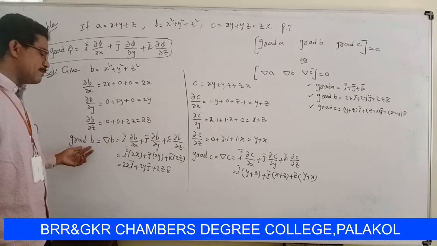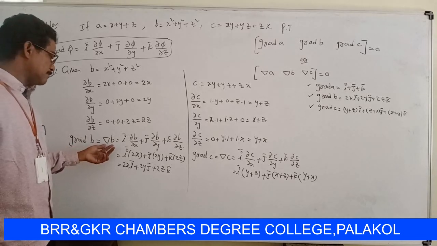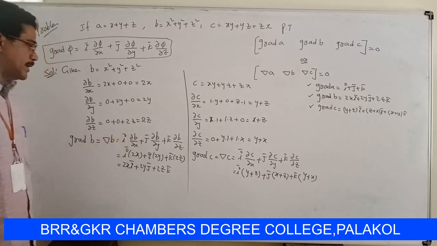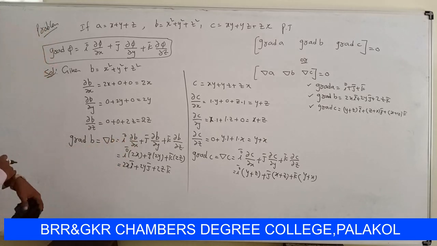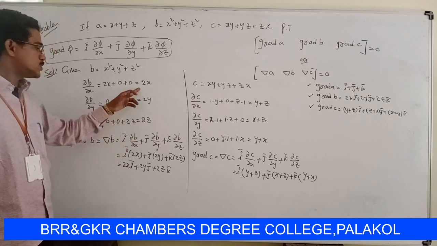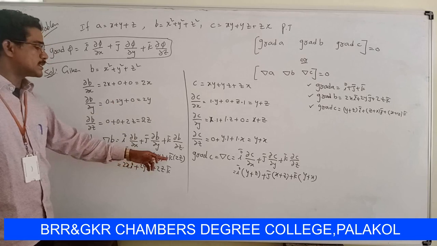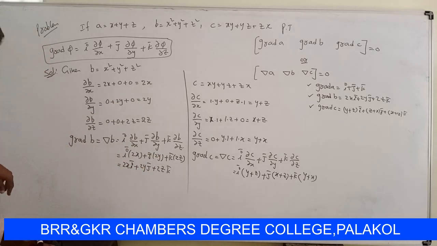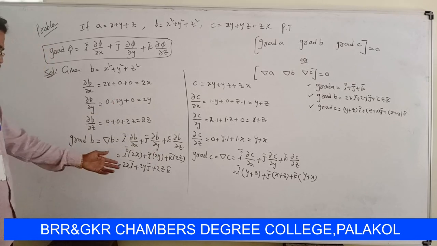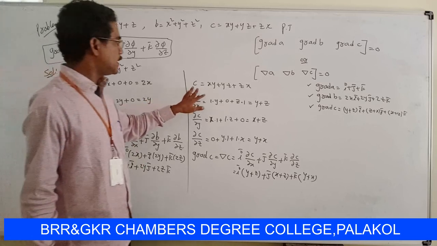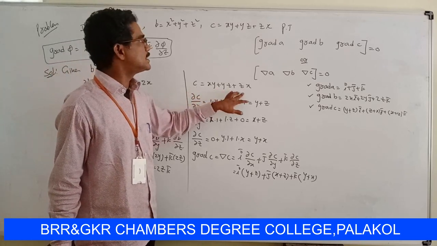Now grad b, symbolically del b, equals i ∂b/∂x plus j ∂b/∂y plus k ∂b/∂z, which means i into 2x plus j into 2y plus k into 2z. Finally this is 2x i plus 2y j plus 2z k. Now coming to c, which is xy plus yz plus zx.